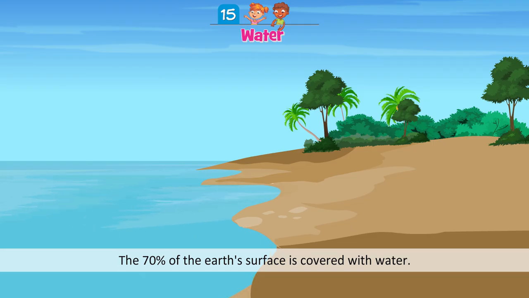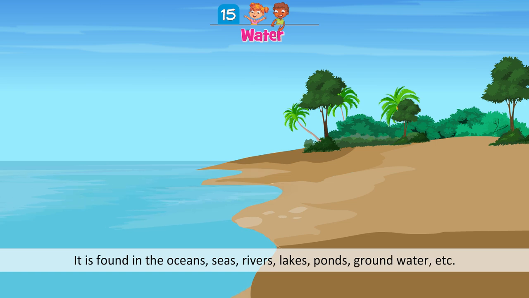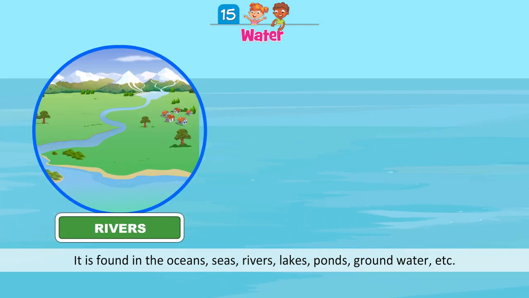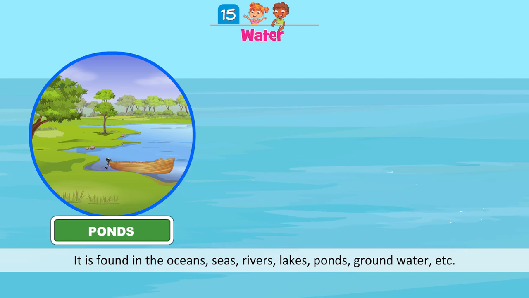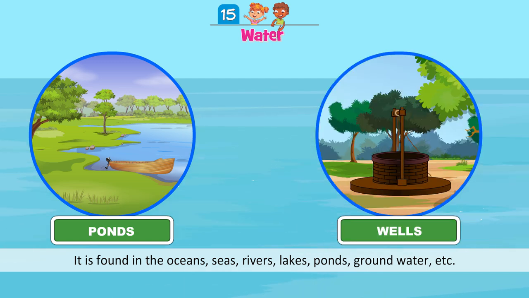70% of the Earth's surface is covered with water. It is found in the oceans, seas, rivers, lakes, ponds, groundwater, etc.